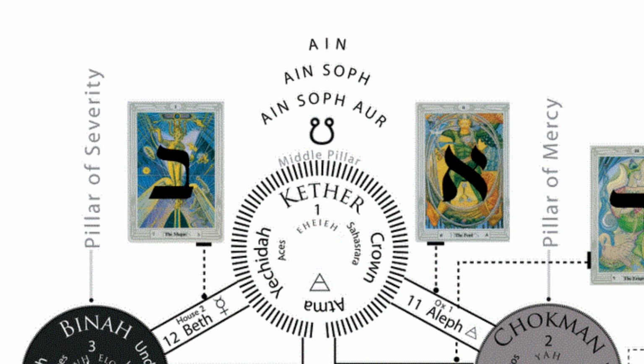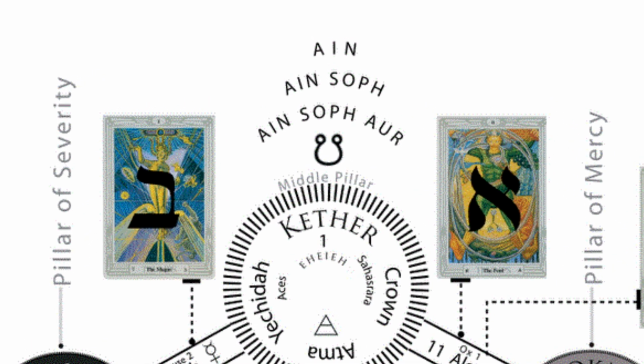Above Kether are Ein Sof, and Ein Sof Or, which again are concepts that are quite beyond us. Ein means absolute emptiness, Ein Sof is absolute limitlessness, and Ein Sof Or translates to limitless light.